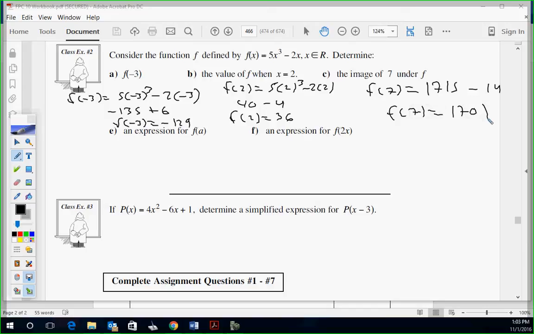Okay, the expression f of a, so they just want you to plug in an a there. You can't do anything other than that, and that will just be silly because all it's going to be is the same thing but with a's. 5a cubed minus 2a. That's all you can do.